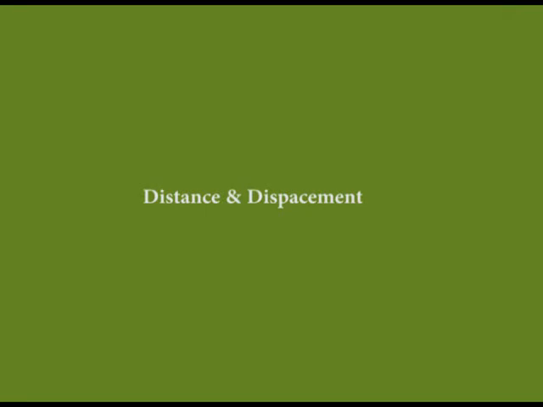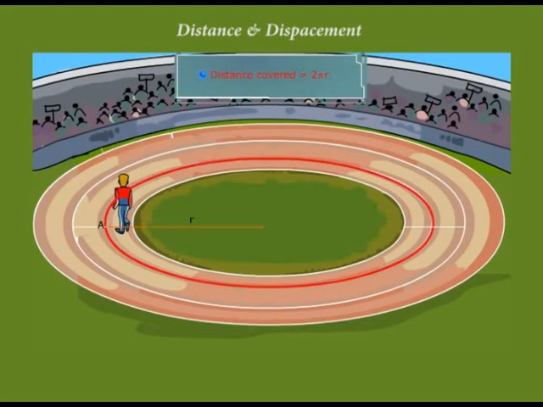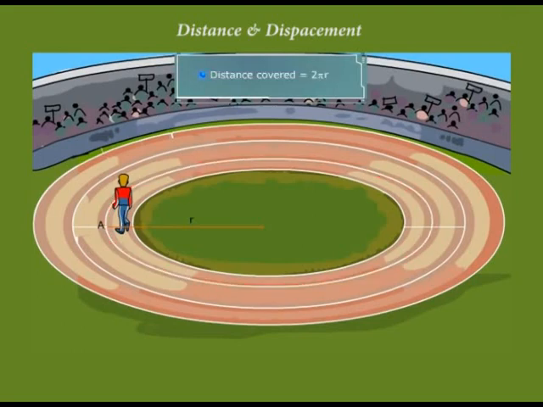Distance and displacement. This athlete is running along a circular track of radius r in a clockwise direction. He starts at point A and finishes at the same point. What distance does he cover? The distance covered is equal to the circumference of the track, 2 pi r.